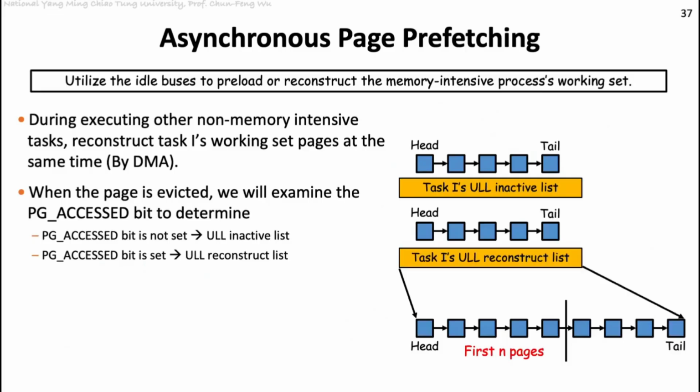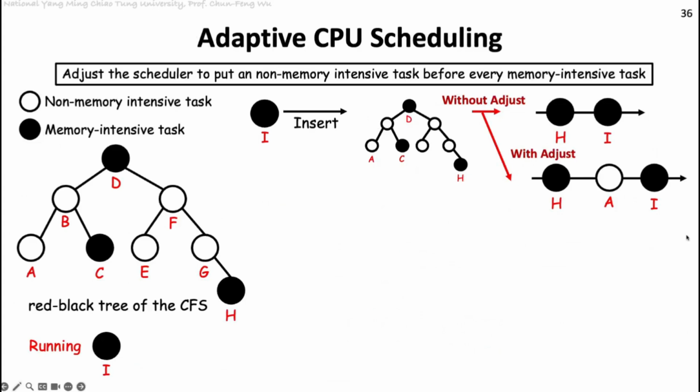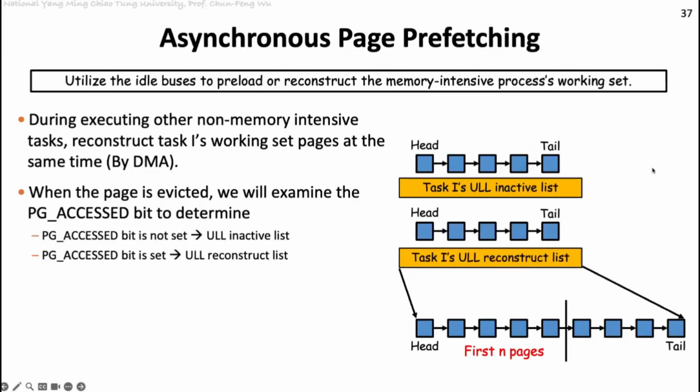But how do we know how to do the reconstruction? Say we are running process A, and we know the next one is process I. Because process A is not memory intensive, we can do the working set reconstruction. But how do we know how to reconstruct I's working set? So we slightly modify some design inside Linux to mark the pages which were accessed previously.